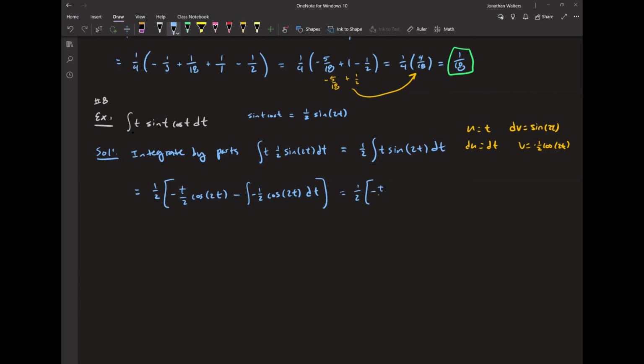And -t/2 cosine 2t. And the negatives here are going to cancel, so I'm going to put this as a positive 1/2. So plus 1/2 times, and integral of cosine 2t is going to be 1/2 sine 2t. And then plus c. Now I can distribute everything and simplify. So this is going to be -t/4 cosine of 2t plus 1/8 sine of 2t plus c.